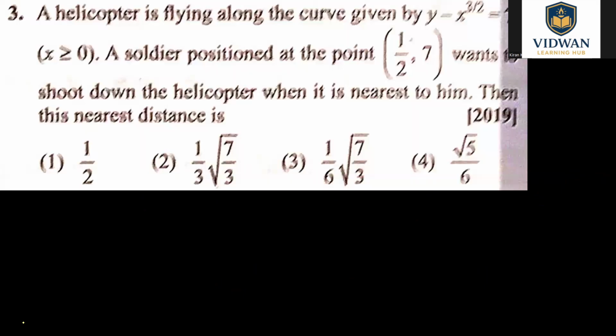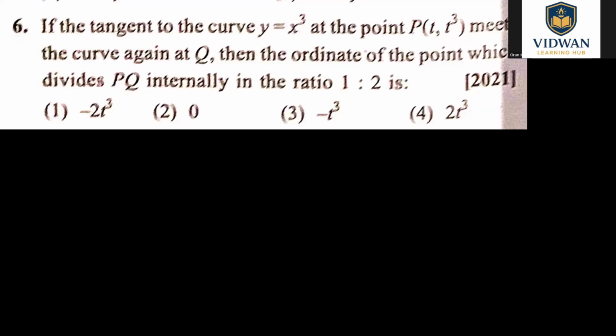So now let us do the next problem. The question says a helicopter is flying along the curve y - x^(3/2) = 7. A soldier positioned at (1/2, 7) wants to shoot down the helicopter when it is nearest to him. Then the nearest distance is... So you want to find the shortest distance from a point to the curve.